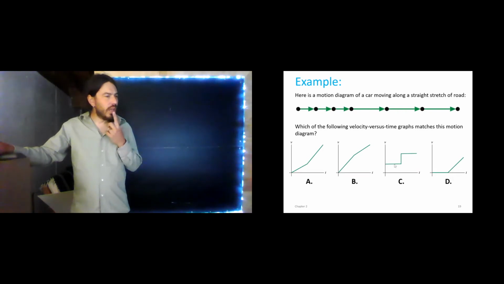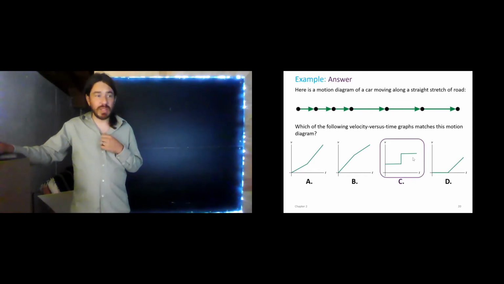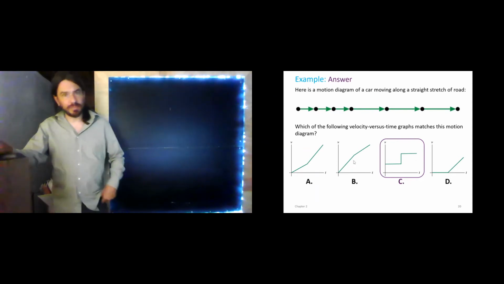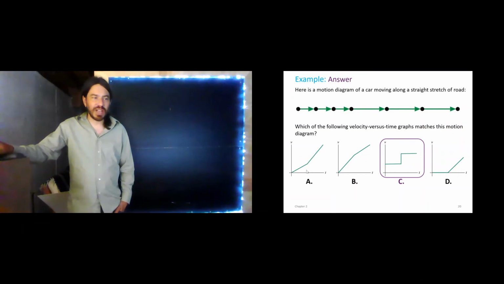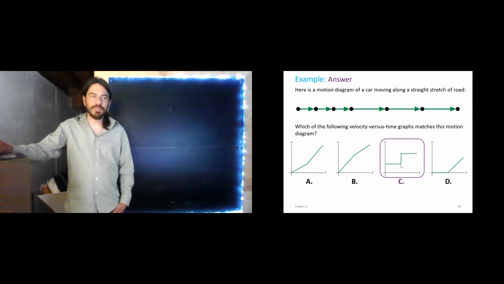Ooh, how about this one? Here we see a lower positive velocity, and then it immediately jumps to a higher positive velocity. Ooh, I like that one. D says that it was not moving at all for a little ways, and then it had a constantly increasing velocity. Definitely not D. I think it's got to be C. And indeed it is. Again, this then is the position versus time graph, and this is the velocity versus time graph.